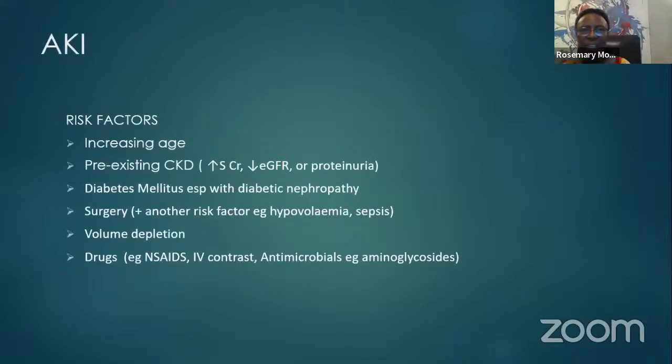Now, what are the risk factors of acute kidney injury? You've got increased age. If the patient has had pre-existing chronic kidney disease, where there's a high serum creatinine and a low GFR or proteinuria. Diabetes mellitus, especially with diabetic nephropathy. Surgery is another risk factor, especially when it's compounded by hypovolemia and sepsis.